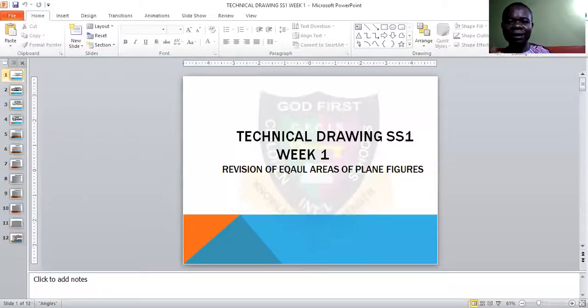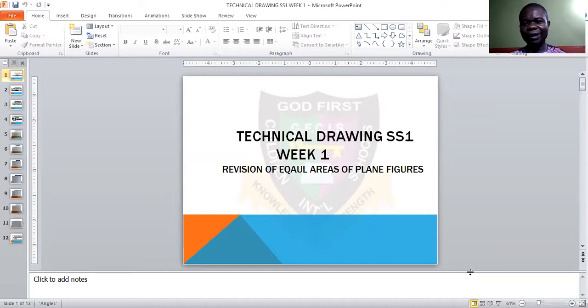We should be having a revision of your last term work online this morning on the topic equal area of plane figure. We'll precisely be looking at a rectangle and triangle that are equal in area. That is constructing a rectangle, constructing a triangle, both of them having equal area.